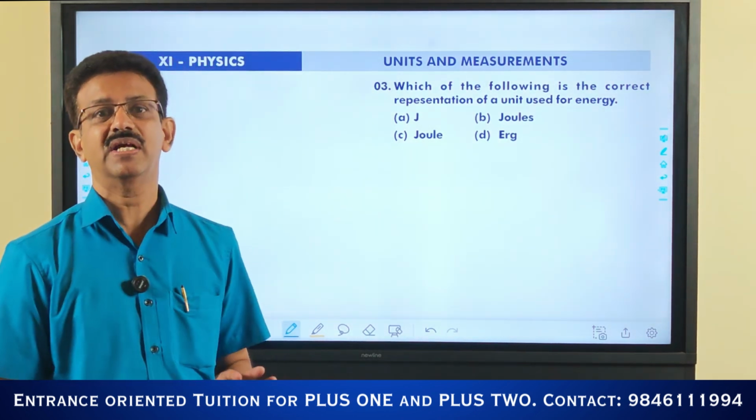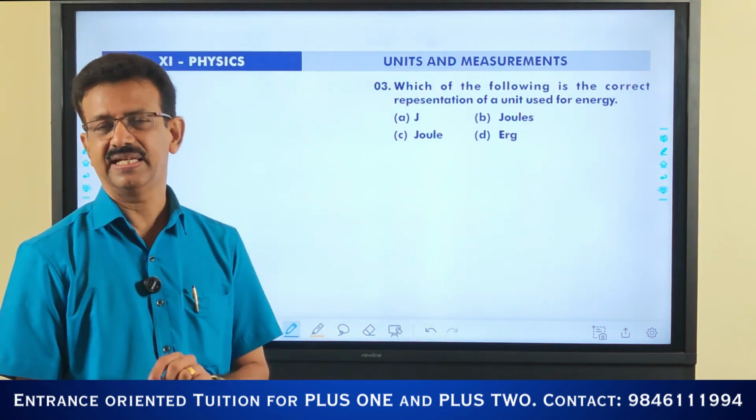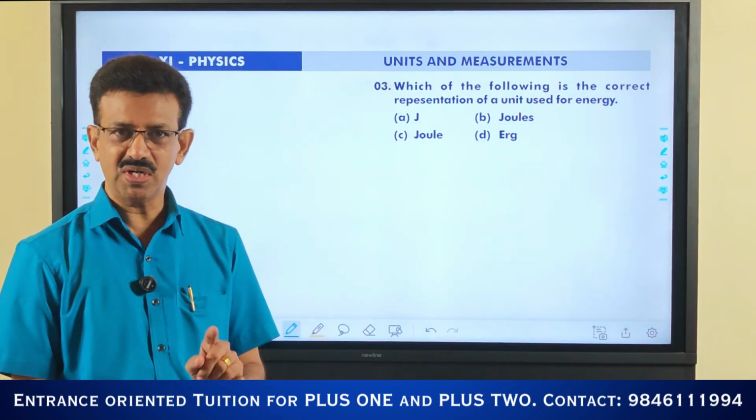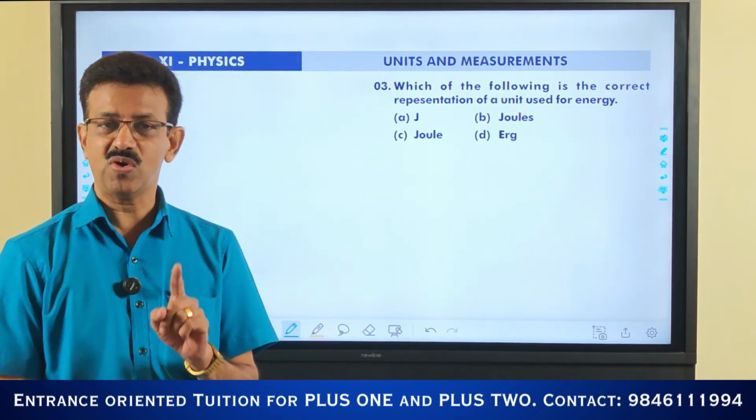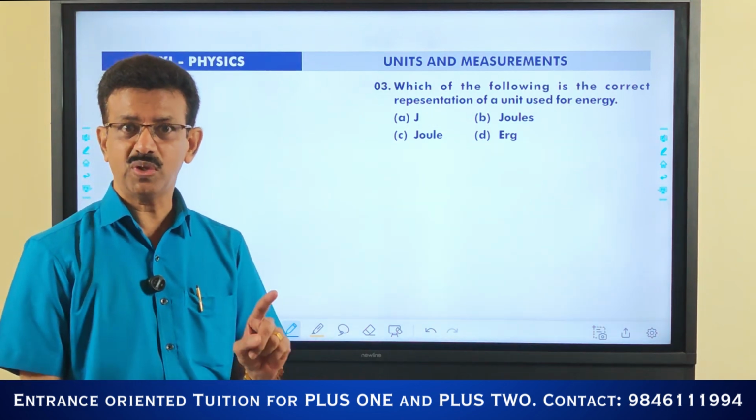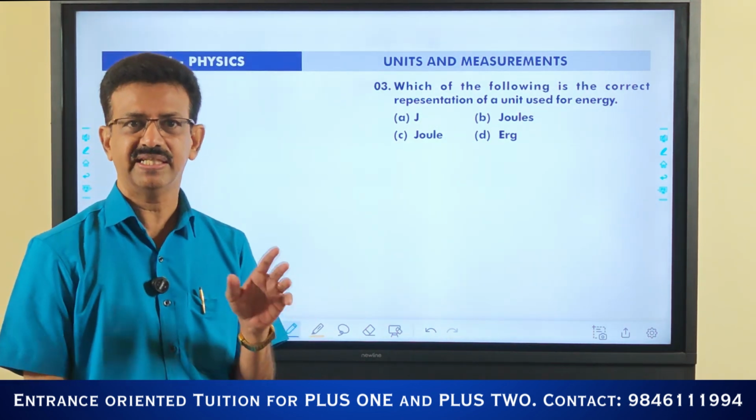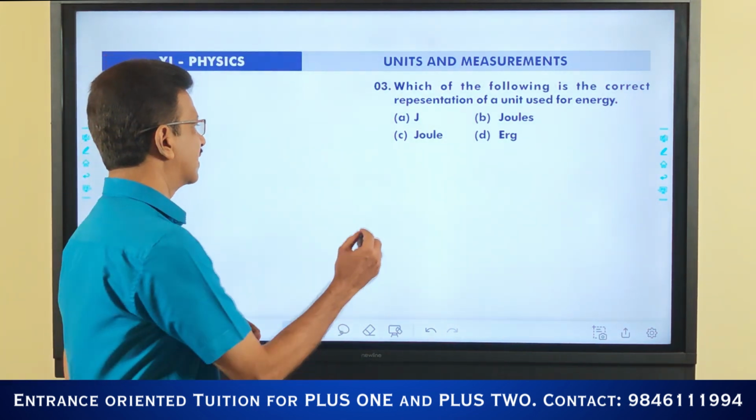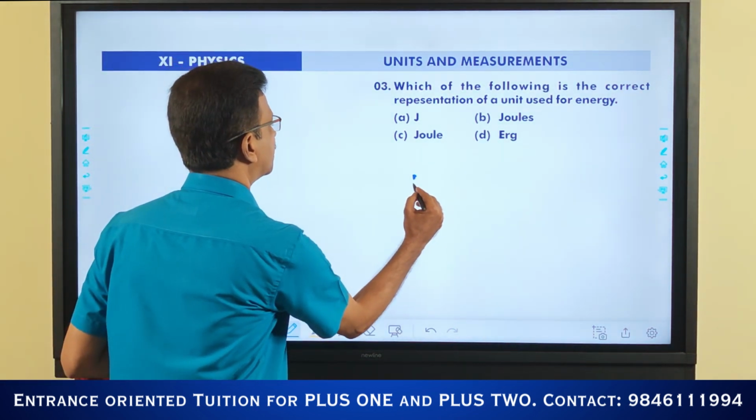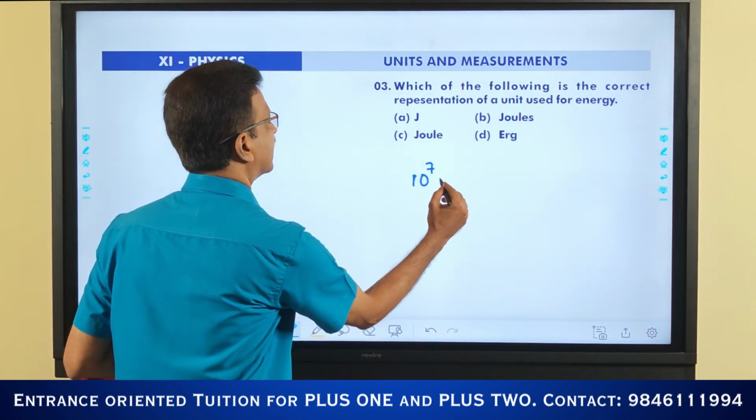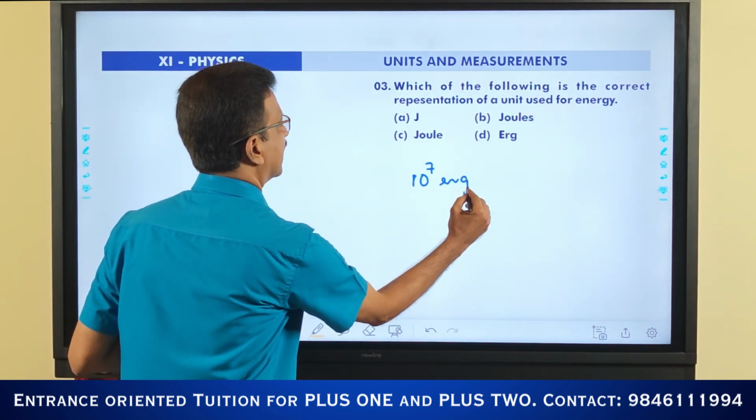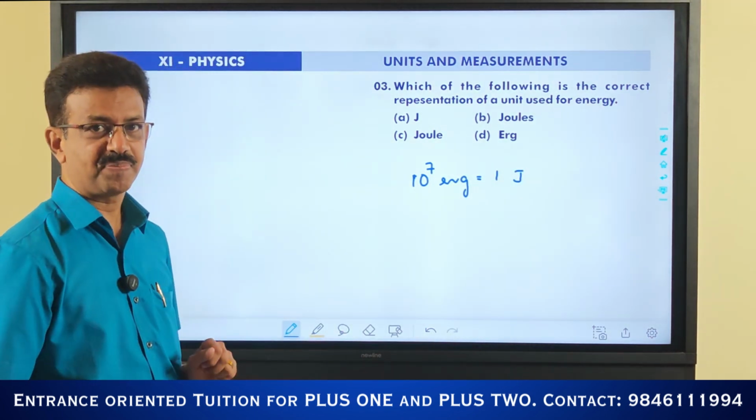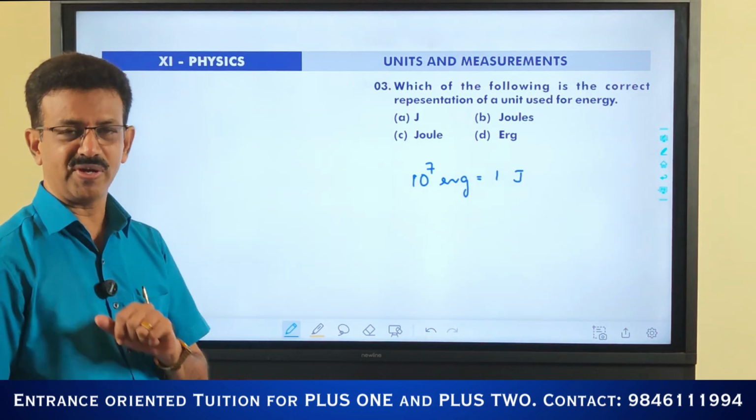First, I will tell you about different units of energy. Different units for energy are joule, erg, electron volt, and calorie. Joule is the SI unit of energy or work. CGS unit is erg, and we have 10 raised to 7 erg equal to 1 joule. Similarly, 1 calorie means 4.2 joule.